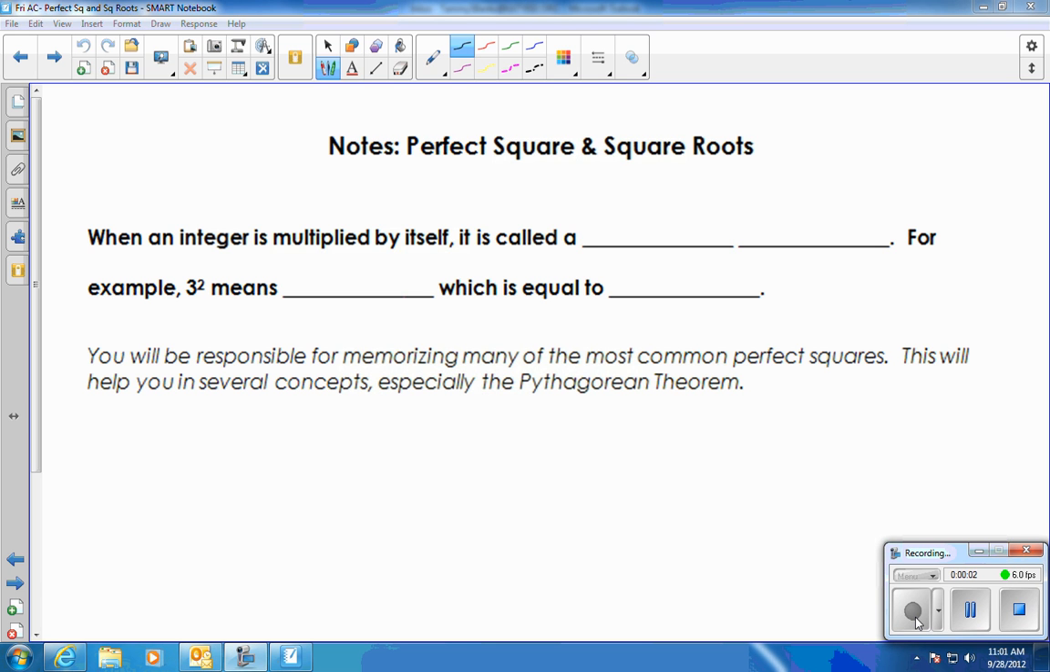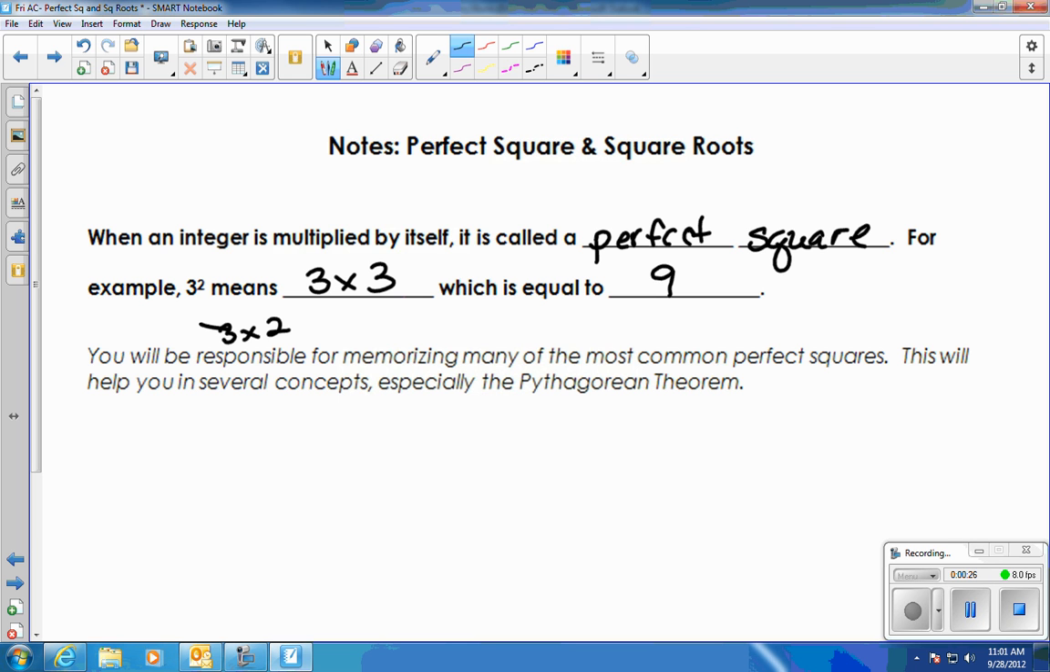This lesson is over perfect squares and square roots. So when an integer is multiplied by itself, it is called a perfect square. For example, 3 squared means 3 times 3, which is equal to 9. It does not mean 3 times 2.